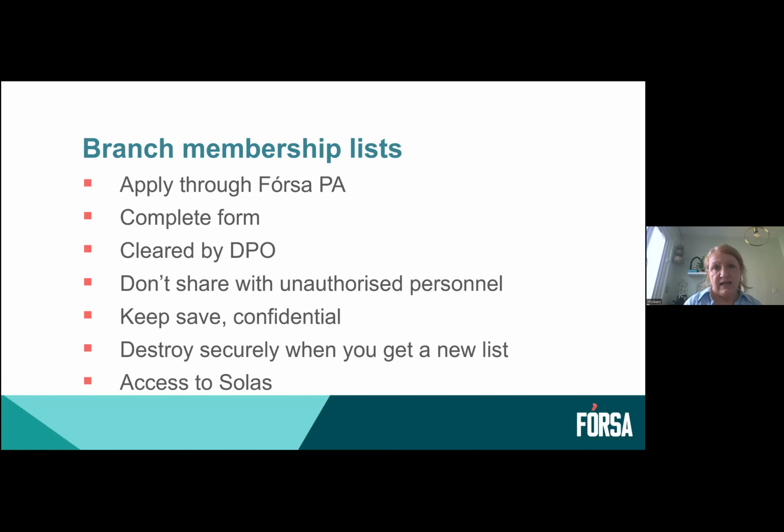Once the second phase of Solus is introduced, this system will be phased out, and the plan is that through Solus, branch officers, maybe the branch secretary or the branch membership officer or the branch chair, depending on the branch, will have access to the live data that Forcep has for that branch only. So at the moment, the way to get a membership list is still this cumbersome system. What you need to do is get the form from the PA that normally deals with your branch within Forcep, fill out the form, I will have a look at it, and once it's cleared, the PA will then download the information from the membership system and send you the relevant columns within that.